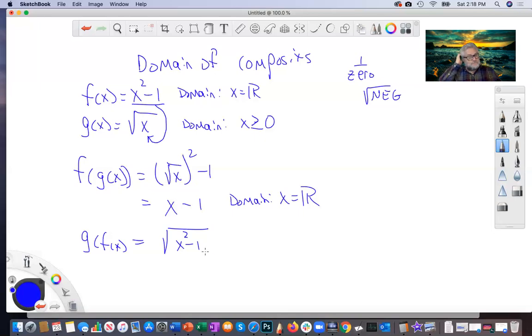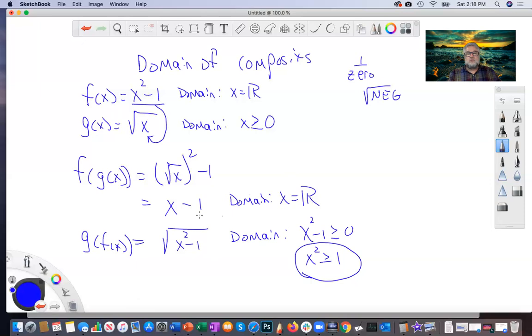And now, what's the domain of this? Well, the domain would be x squared minus 1 has to be greater than or equal to 0, right? Because I can't have a negative. So all of this has to be greater than or equal to 0, or x squared, I add 1 to both sides. Here's the domain for g of f of x. Does that make sense?